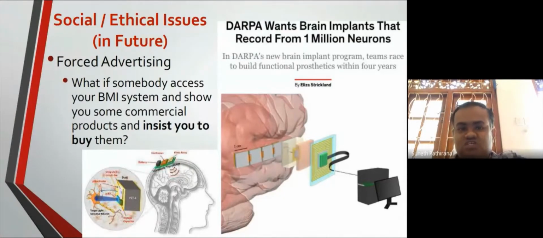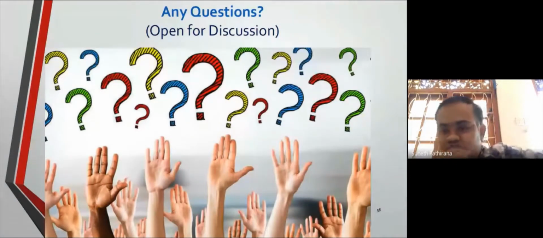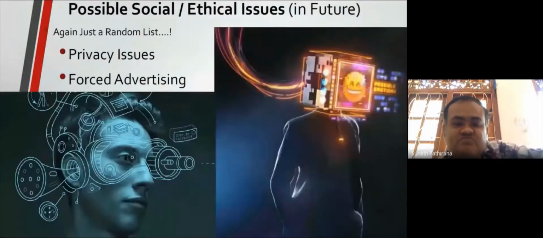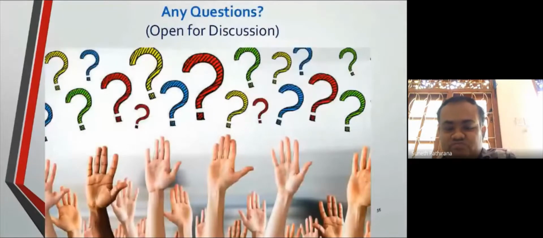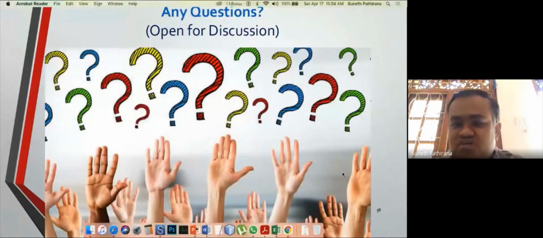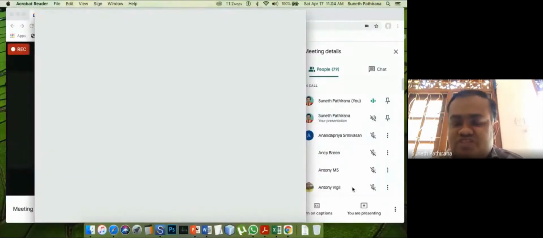But we cannot stop doing research for technological advancements, because that is our duty as a researcher and a scientist. That is my ultimate duty. Therefore, although we identify or recognize some possible issues, we cannot stop the research. So with that, I'm going to wind up the session.